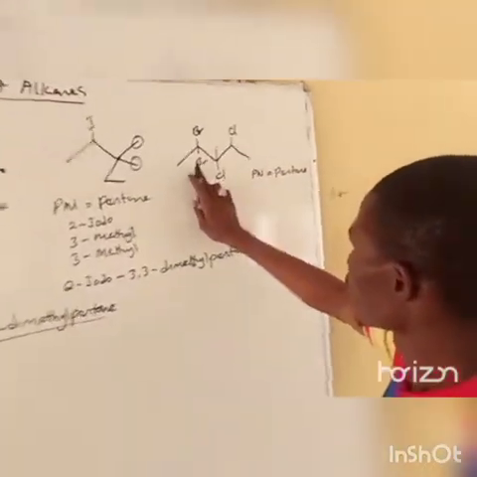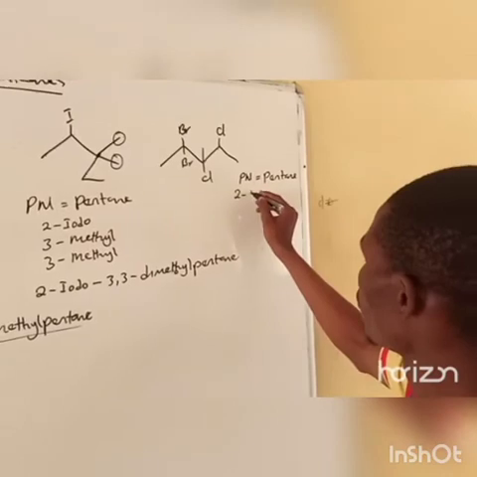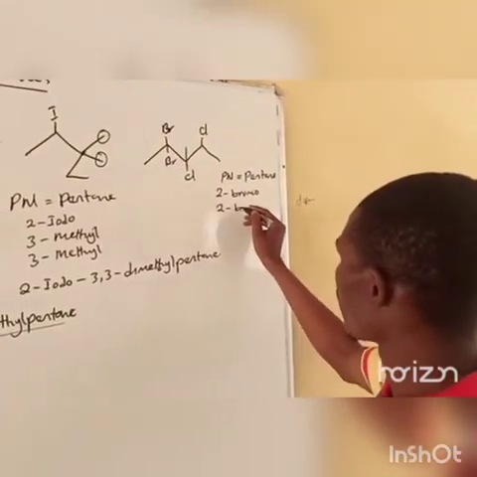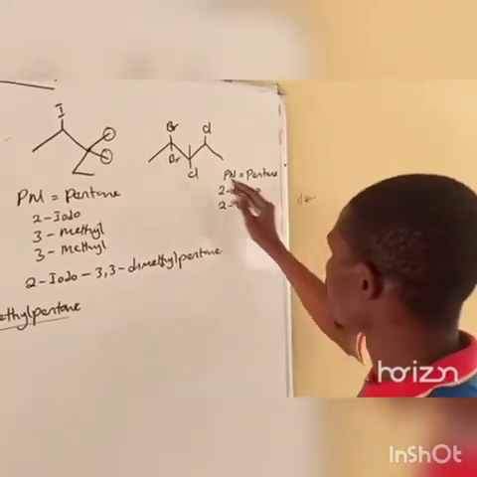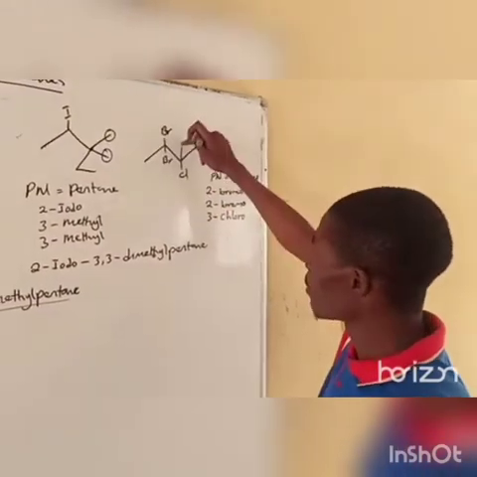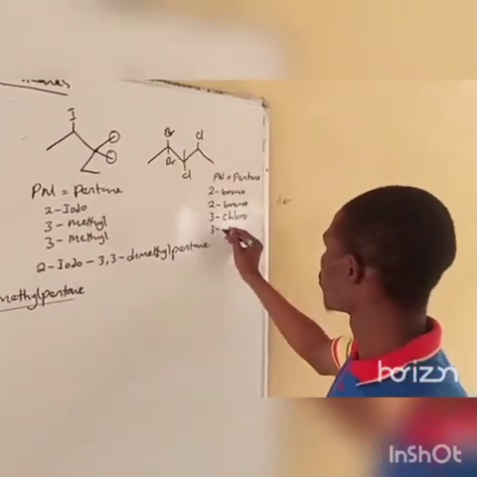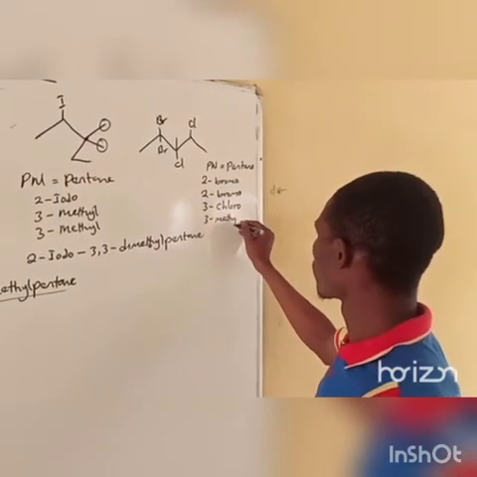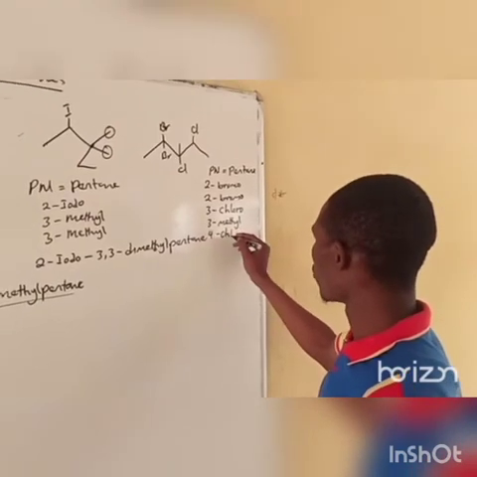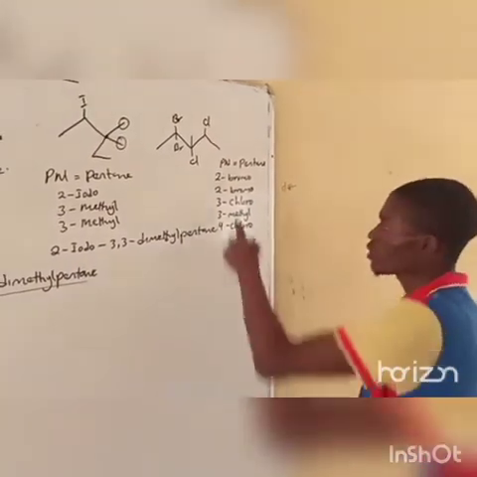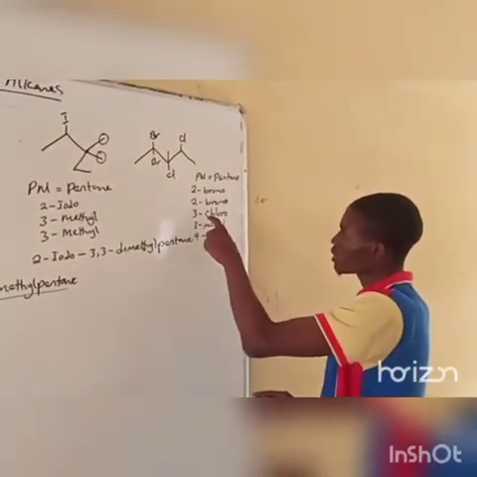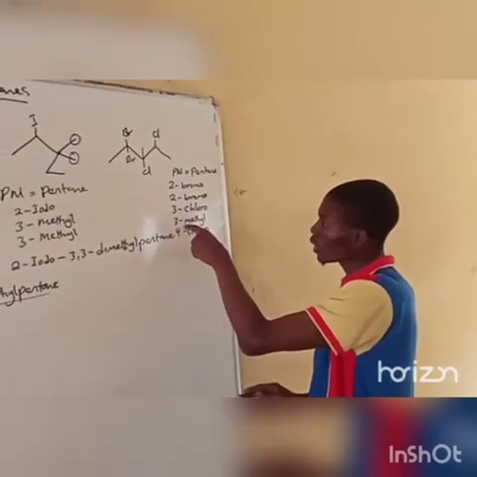Then now we have 1, 2. On carbon number 2, I have bromo. On the same carbon number 2, I have another bromo. Then on carbon number 3, I have chloro. On the same carbon number 3, I have a methyl group. Then on carbon number 4, I have a chlorine, chloro. So now let's combine it and name it. This is B, this is C, and this is M. So which one comes first?